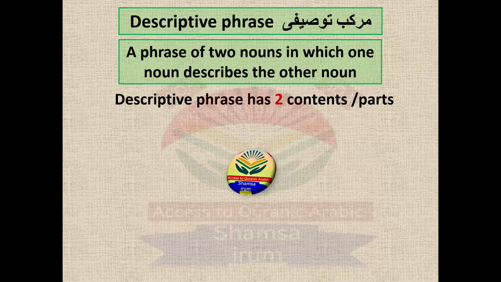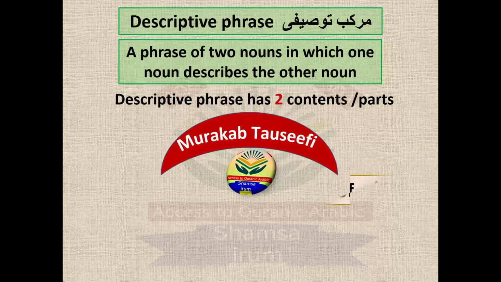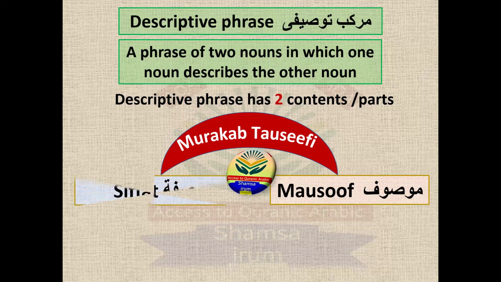Okay, so Murakab Tauseefi has two parts. The first one is Mausuf and the second one is called Sifa. Okay, so this is the name of the Murakab Tauseefi's contents, or you can say the parts of the Murakab Tauseefi. First one is Mausuf and second one is Sifa.